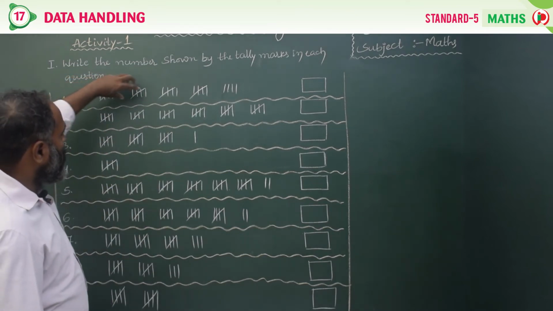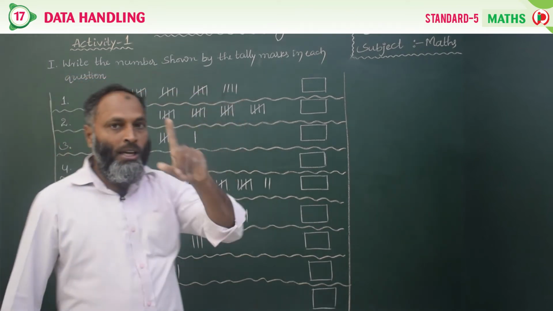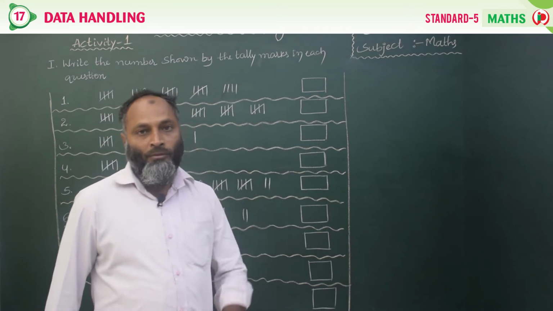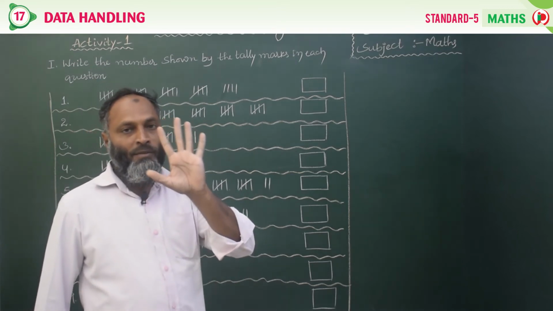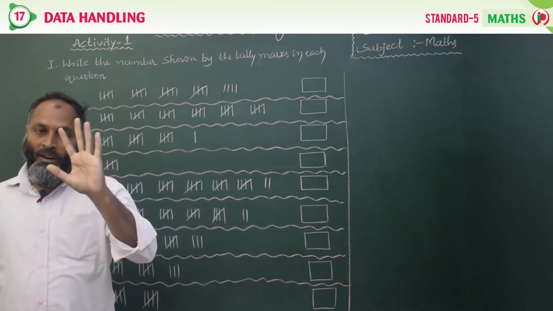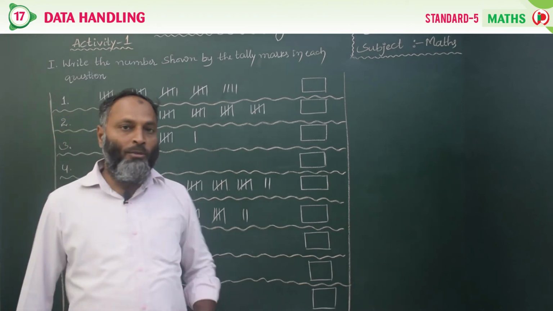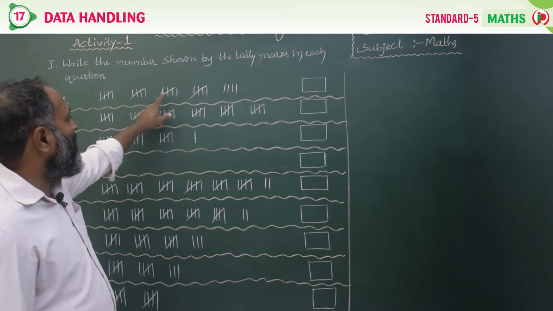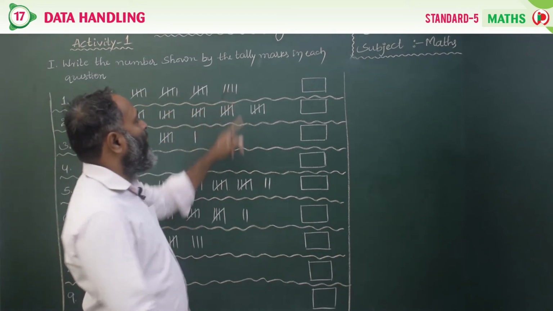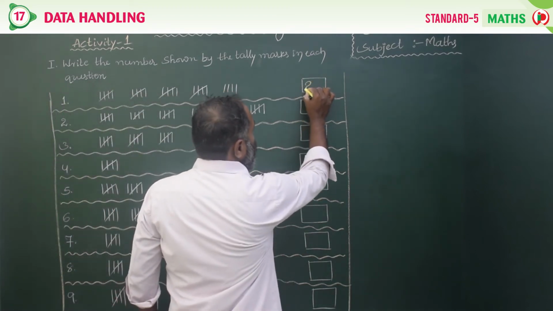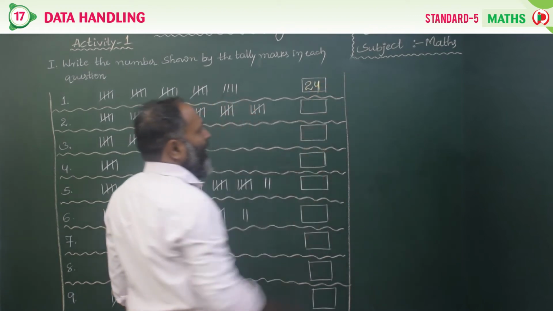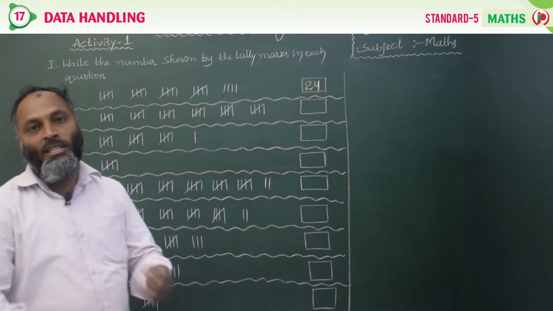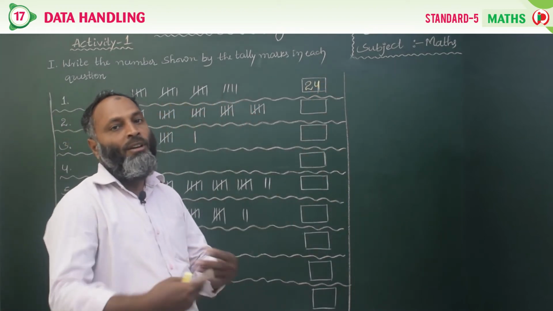Okay students, here are tally marks. This is the first group, second, third, fourth. One group is equal to 5. Five lines in one group, 5 observations in one group of tally marks. So here 5, 10, 15, 20 and 4, 24. It is easy to calculate. When groups are there, just add 5, 5, 5, 5, 5, 5.